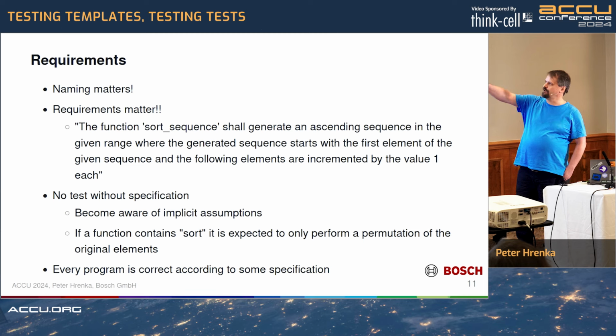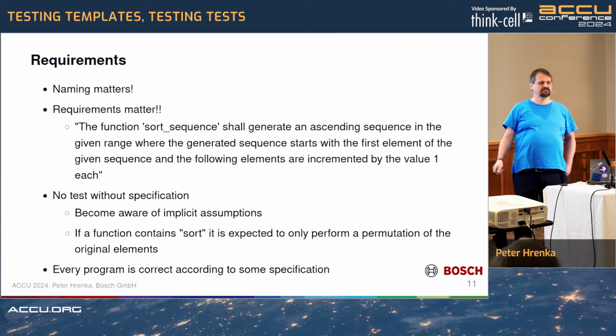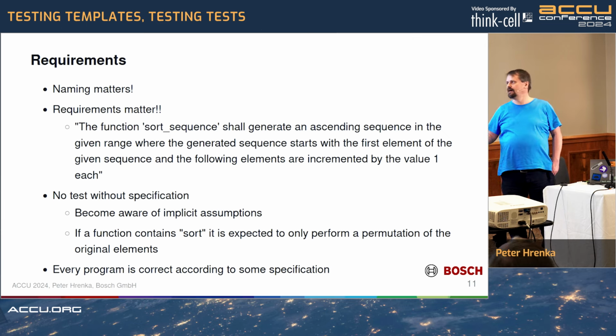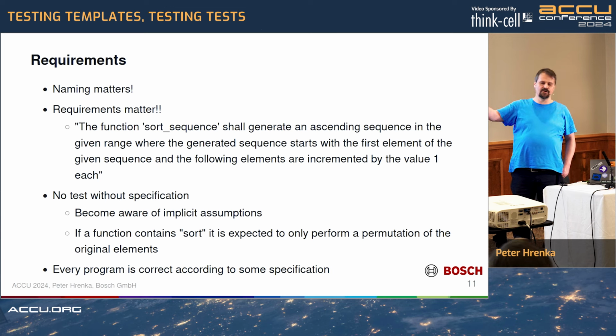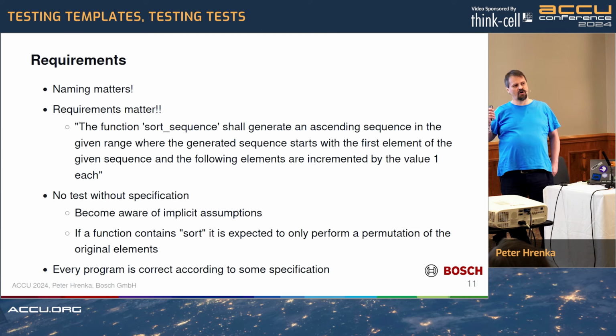I have these requirements. The function sort sequence shall generate an ascending sequence in the given range, where the generated sequence starts with the first element of the given range, and the following elements are incrementally incremented by the value 1 each. Okay, that sounds more like it. It seems to match the code we saw earlier. And so what's the point here? So we might assume the code is wrong. But why is that? Because we had this implicit assumption about the sorting function that it still sorts something, which is not doing that in the way that we want.